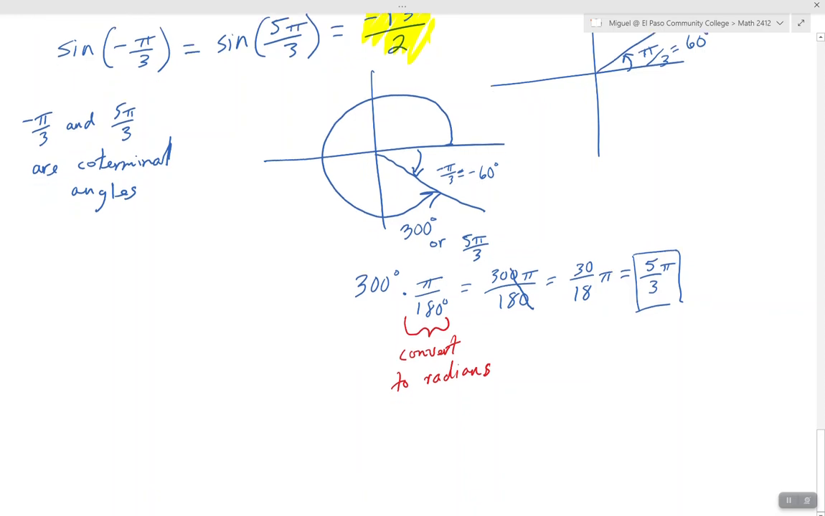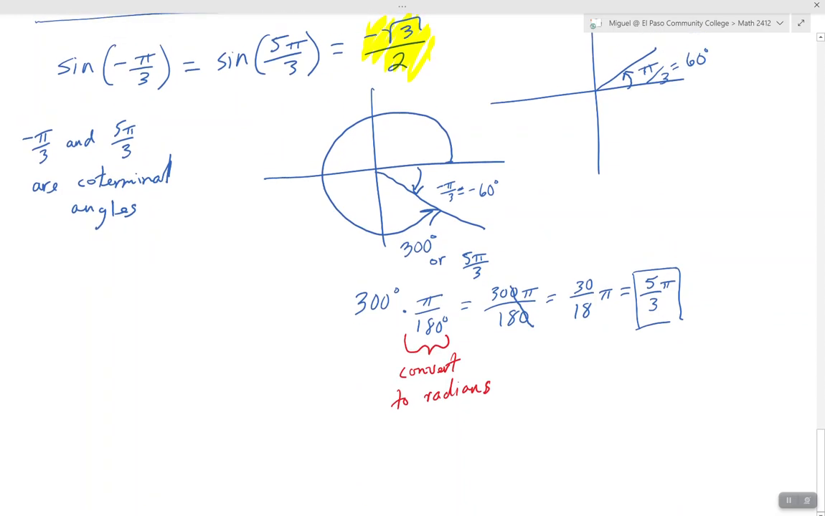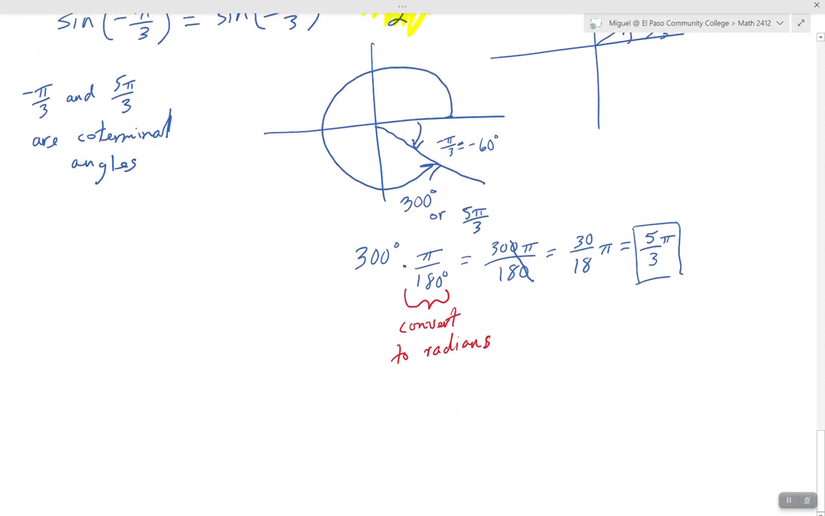All right, so there's another way we could have done this, and we would need to use what they call the even and odd trig function definitions. Let me see, how do I write this out? Let's do it like this, even.